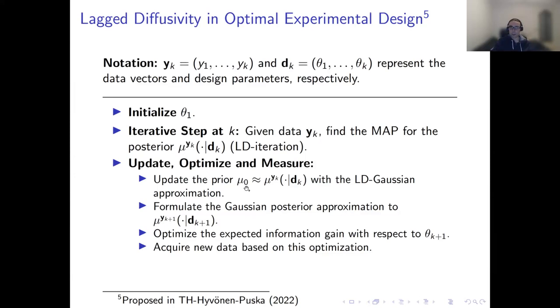So you update the prior by the Gaussian approximation that you get from the lag diffusivity, and you formulate a Gaussian posterior approximation using that prior. So you have a linear problem, you have a Gaussian prior from this approximation, so you get some approximation for the posterior, which is Gaussian. Then you can solve the expected utility explicitly, so you only have to evaluate these determinants of the covariance operator, and then you optimize the angle. Also, in this case, you optimize the distance to the origin.